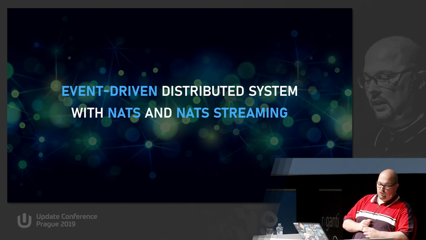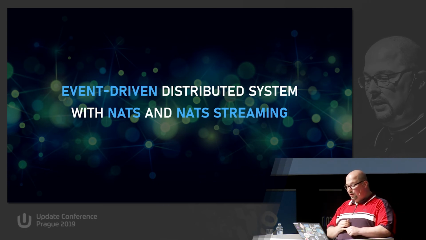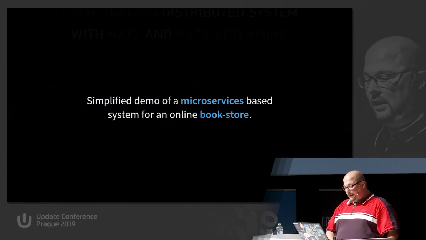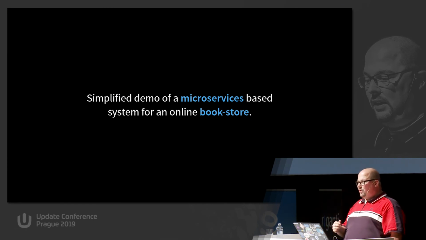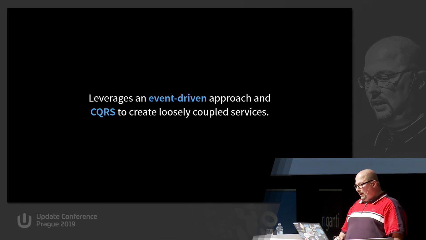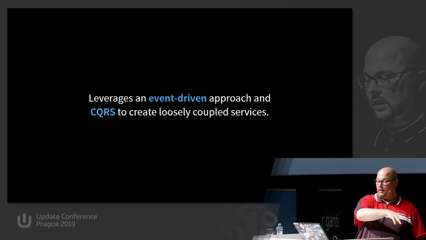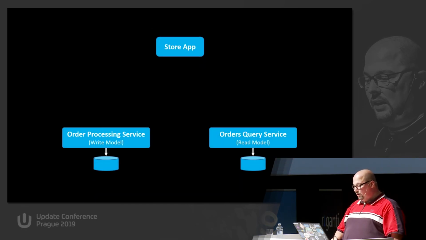And now I want to walk you through an application that I've created using NATS and NATS streaming. And it's a simplified demo. It's a microservices-based application, and it's kind of a bookstore application. It's really simple, so bear with me. It's all console applications, but it's more about the concepts. And what I've done is I've used event-driven approach and CQRS as a pattern. And for the people that were in Gilles' talk here just now, he also mentioned CQRS to create some loosely coupled services. And I will walk you through the solution architecture.